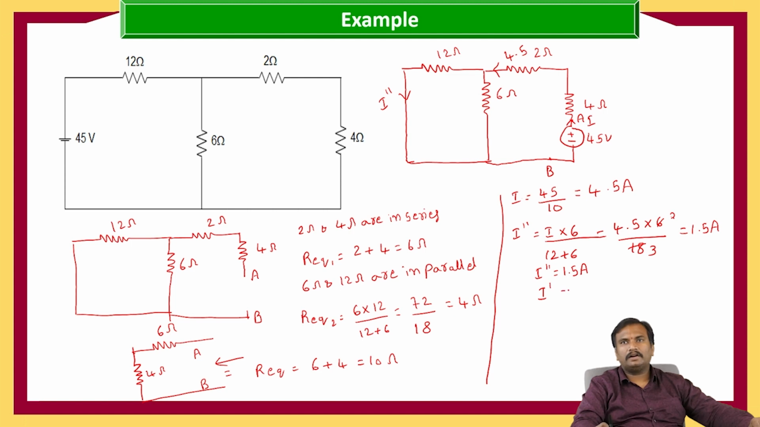Hence I dash we got it as 1.5 and I double dash is equal to 1.5. Hence reciprocity theorem is verified.